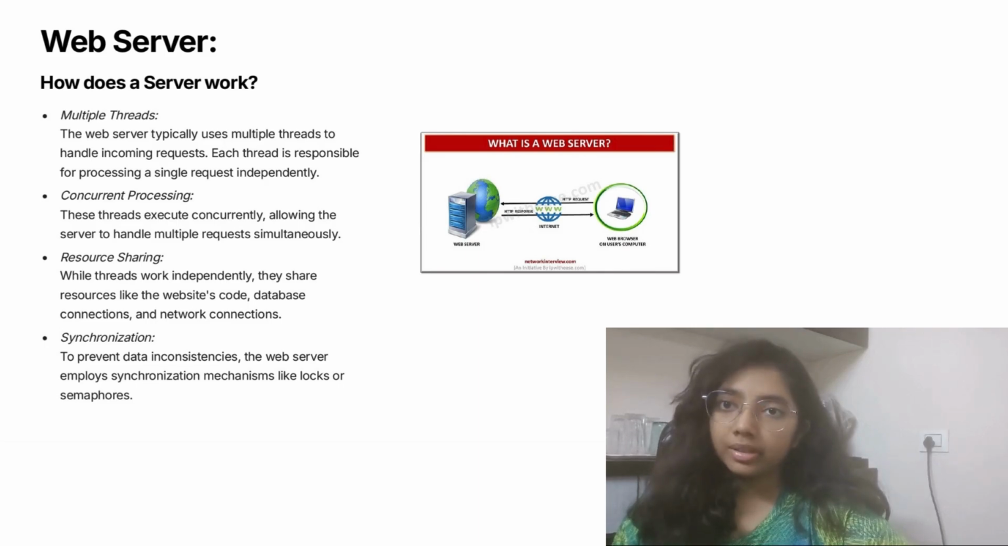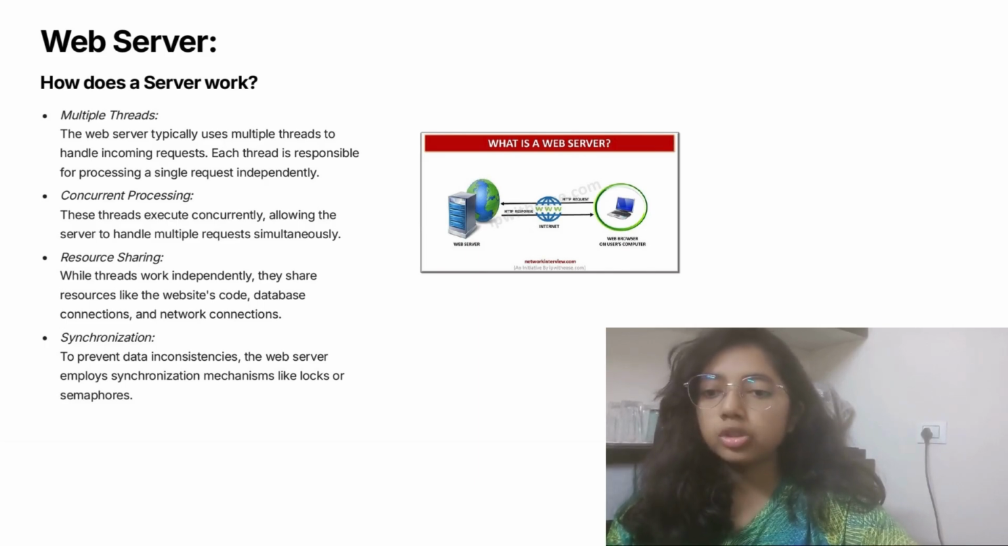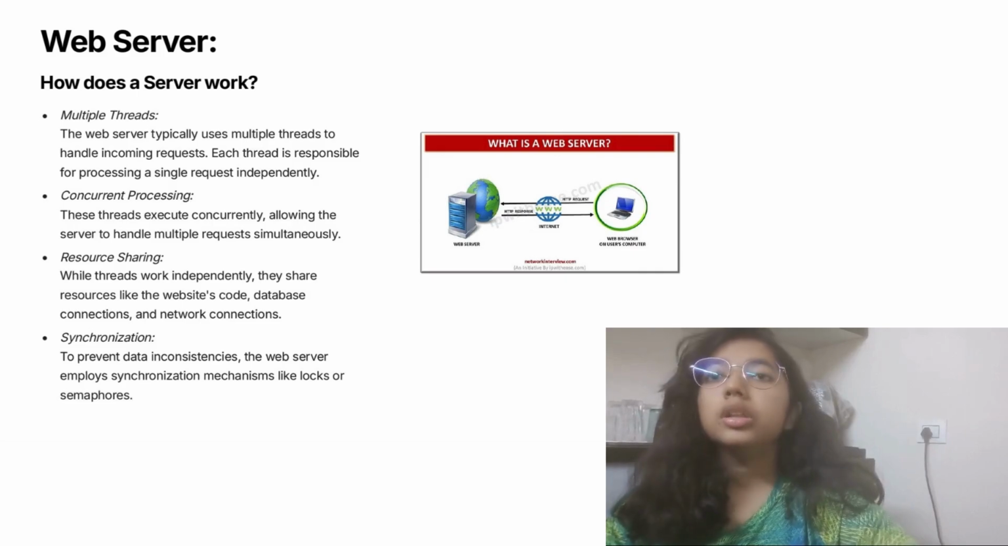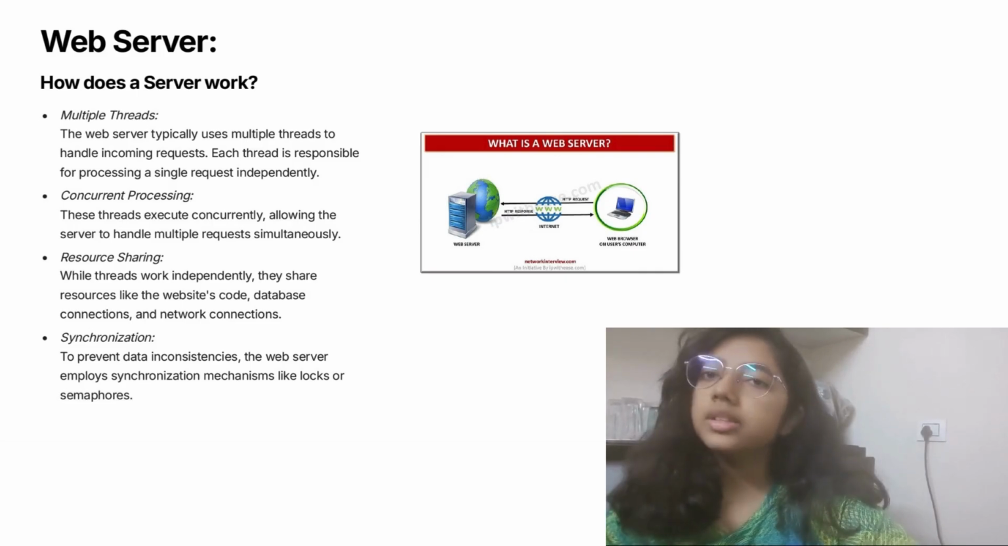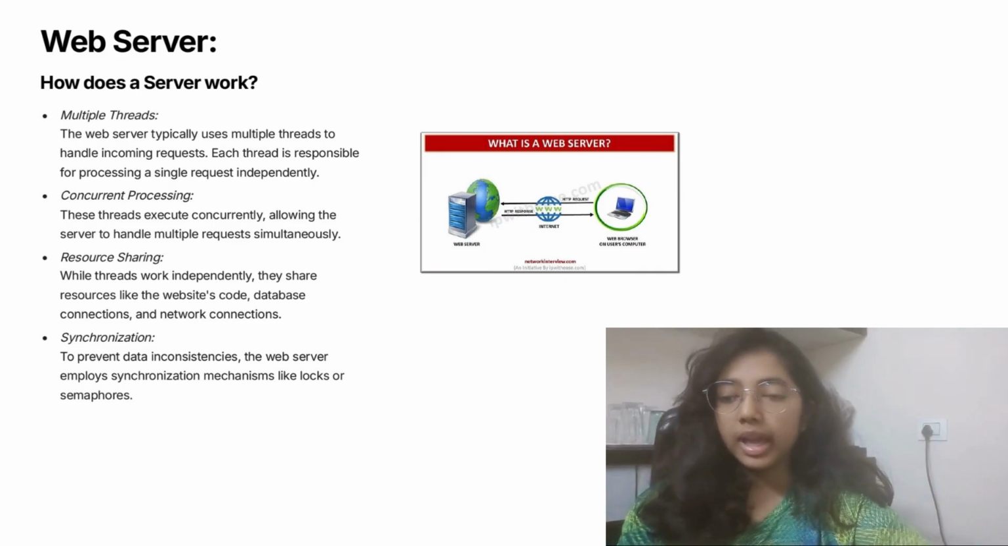The third method is resource sharing. While threads do work independently, they share resources like the website's code, the database collections, or the network connections. The fourth and last method is synchronization. To prevent data inconsistencies, the web server usually employs synchronization mechanisms like locks.